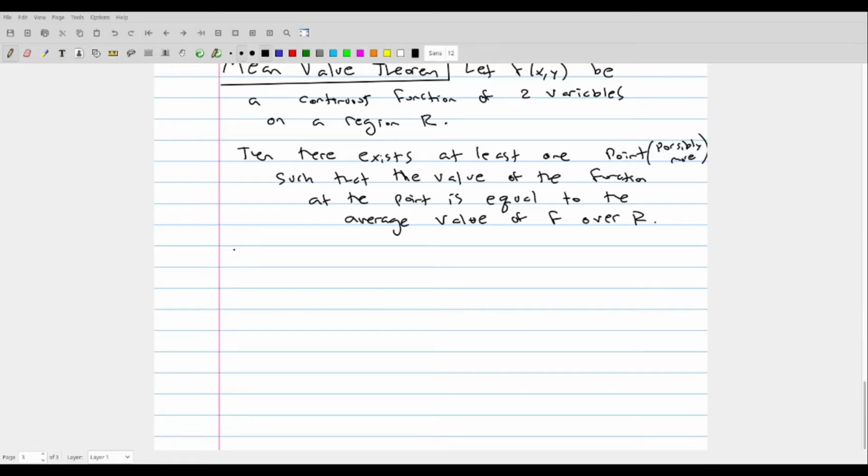We'll call this point, for notation, xi comma eta. They're two Greek letters, so the x-coordinate of this point is xi and the y-coordinate is eta. So what the mean value theorem is telling us is that the value of the function at xi comma eta is equal to the average value of the function, the double integral over R of the function, divided by the total area of the region R.